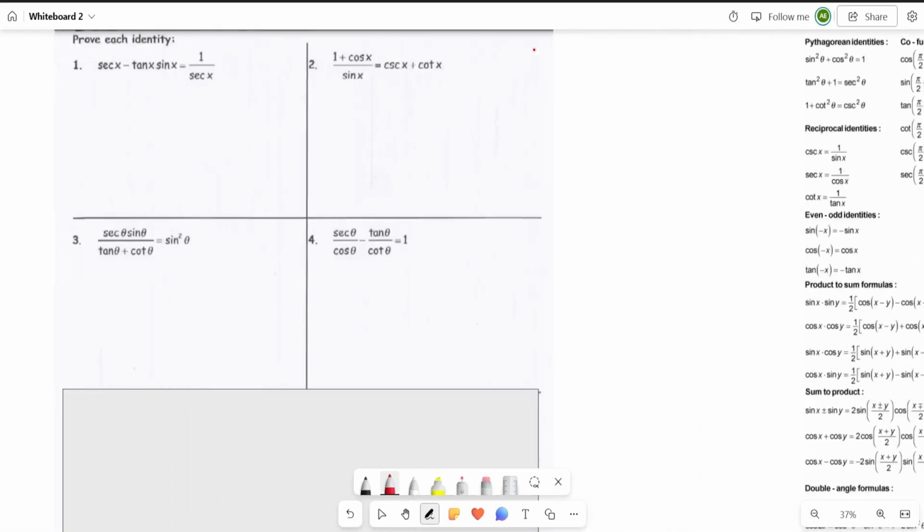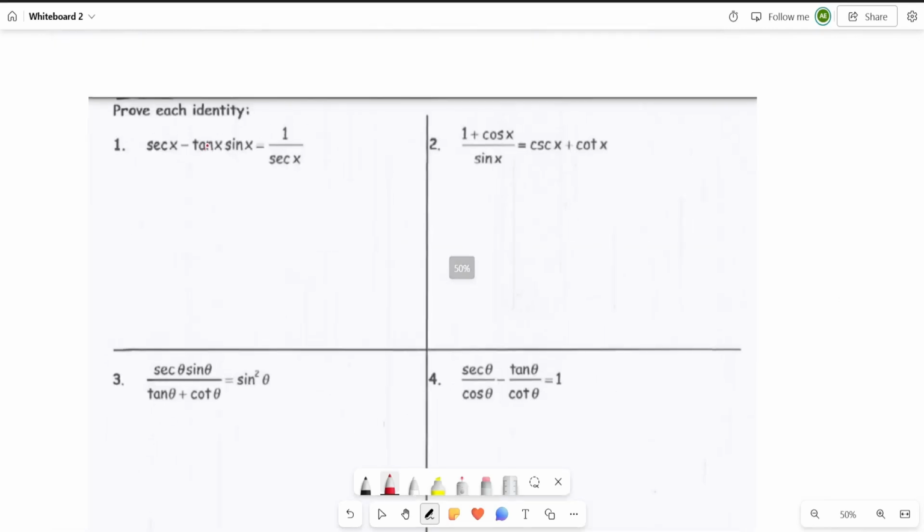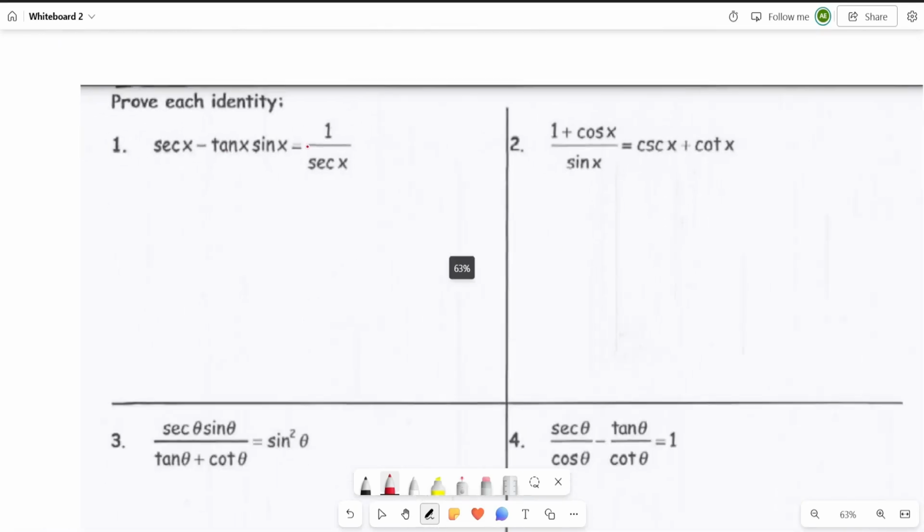Okay, so let's start by trying to attempt question 1. So basically, the question says prove each identity. So I need to prove that secant x minus tan x sine x equals 1 over secant x. I know from my identities that secant x equals 1 over cosine x. And I know that cosecant x equals 1 over sine x. And I know that cotangent x equals 1 over tan x. Okay, so let me try and rewrite these in the sine and cosine forms.